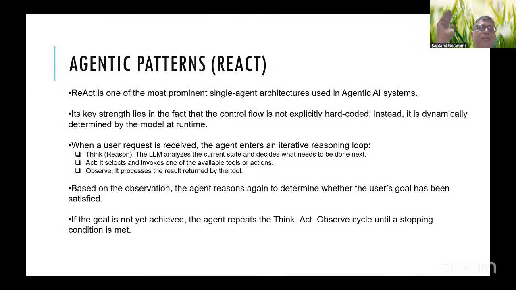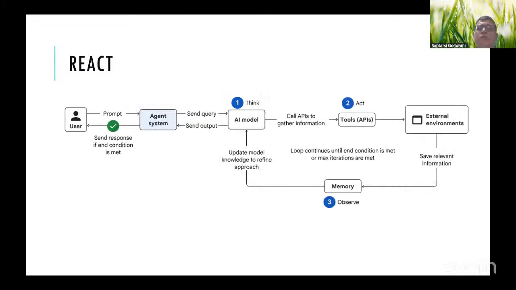So it has steps like think. The LLM analyzes the current state and decides what needs to be done, and then you take an action. It selects and invokes one of the available tools or actions. It observes, which means it processes the result returned by the tool. And then we can go into a loop of this think, act, and observe. It is a more detailed workflow. It starts from the prompt, it goes to the agent system, which sends the query to the AI model. So it thinks, and then it can call an API to gather information. So it can use tools.